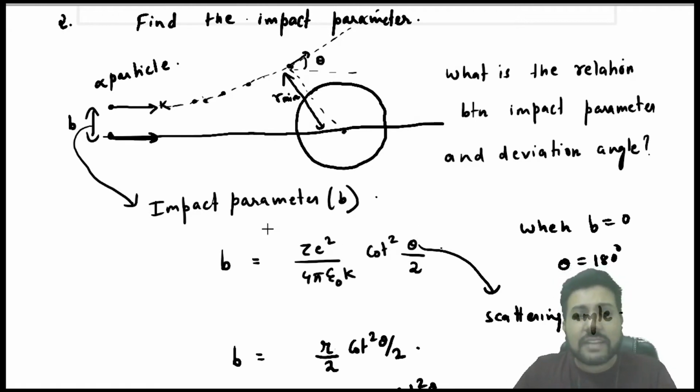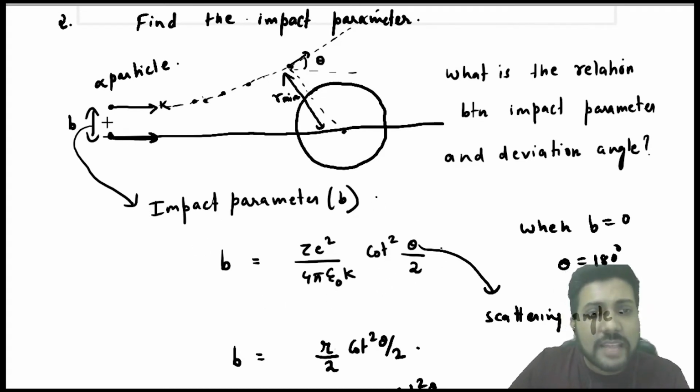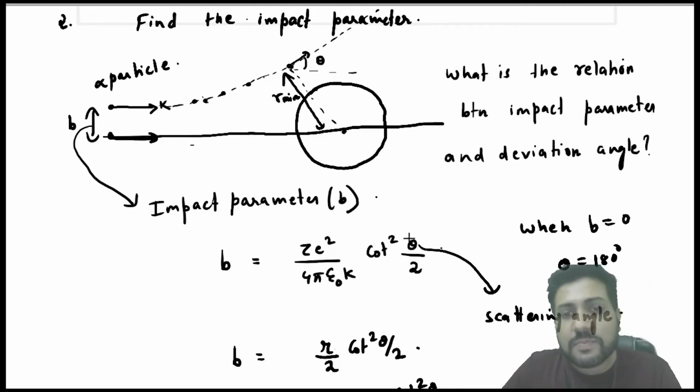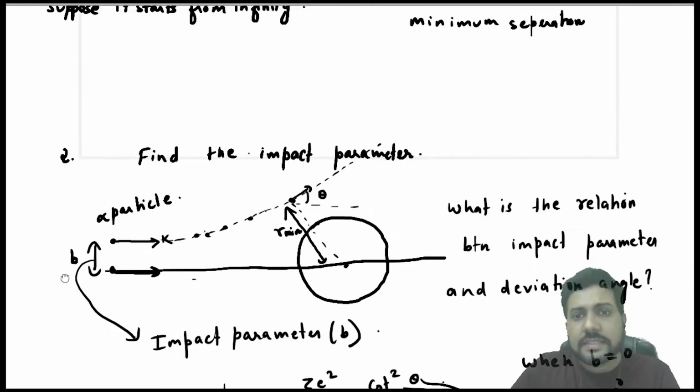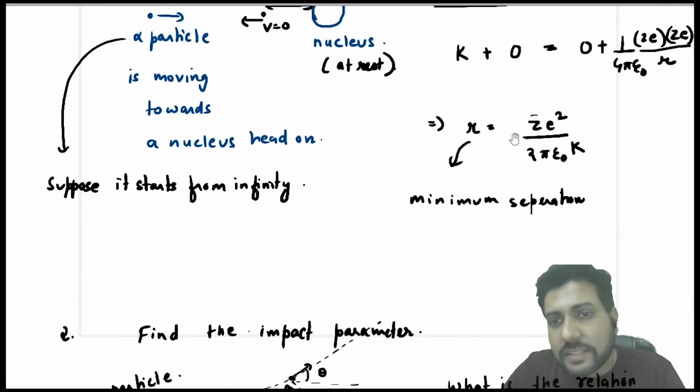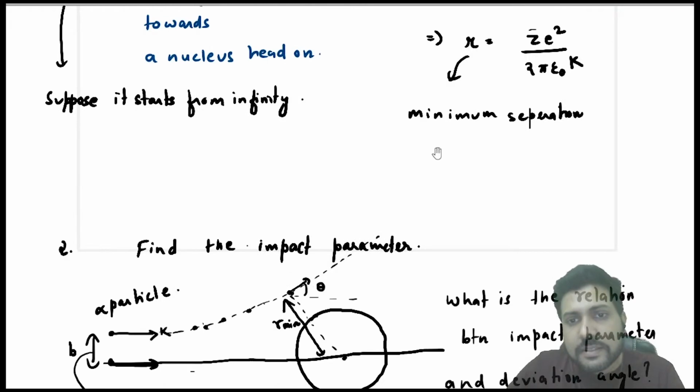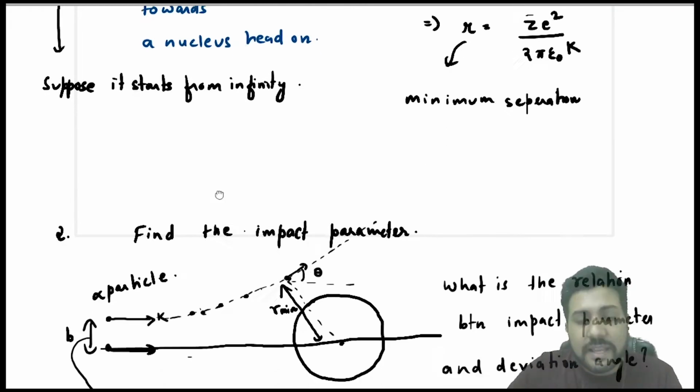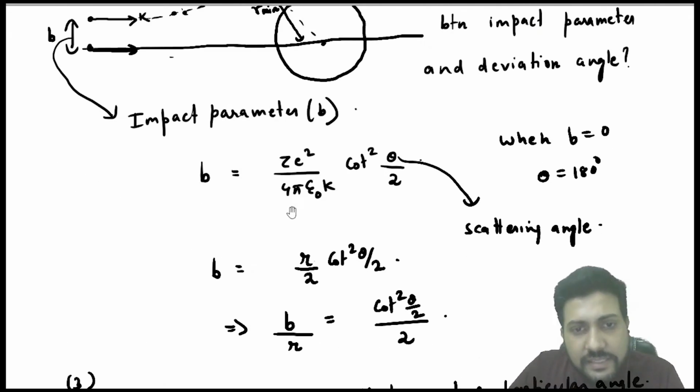Okay, now we'll check whether this formula is correct or not. How will we check? We know that when the impact parameter is 0, the deviation has to be 180 degrees. Just put theta equal to 180 degrees, and you will see that cot 90 will be 0. That means the impact parameter is 0. This term is R min. R min is represented by R, so I will write that this term can be written as R by 2.